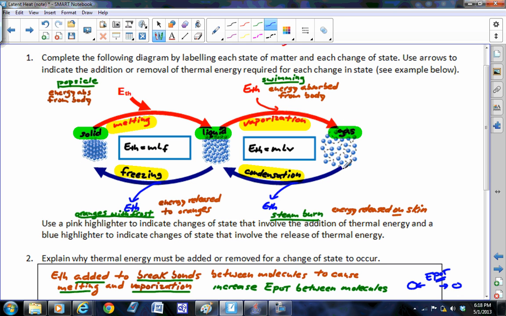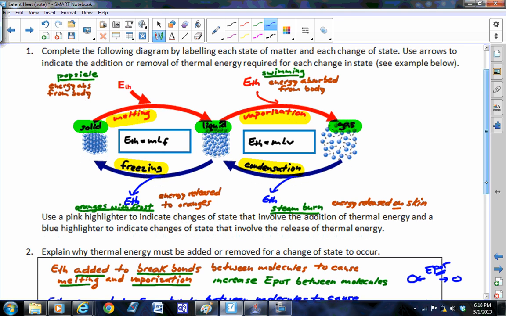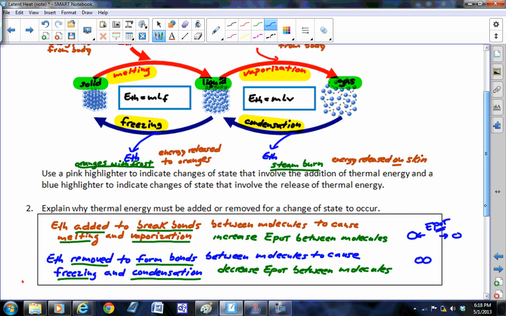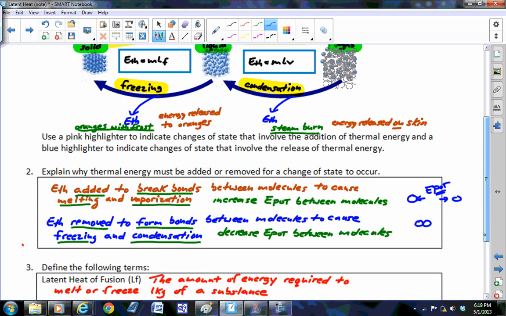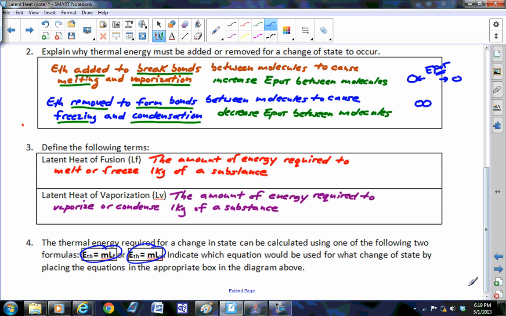And if I want to condense something, that's how much energy I must be removing. So again, use LF, melting and freezing, and LV for vaporization and condensation. You can look these values up on page 291 of your textbook. They're basically properties, fundamental physical properties of a substance. And the equations we can use to determine the amount of energy required to have a change of state occur is this.